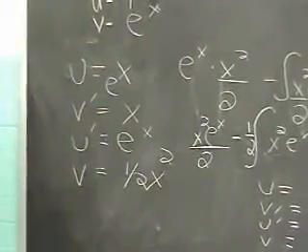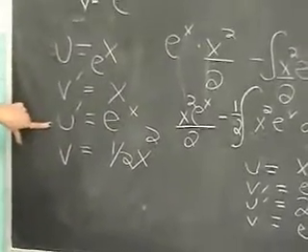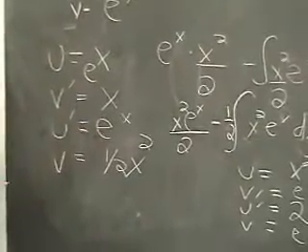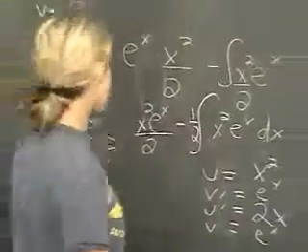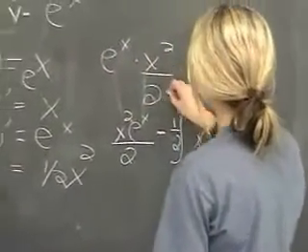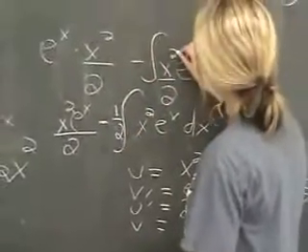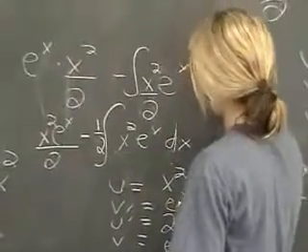So say you didn't know what to pick and you put e^x for u and you put x for v prime, then you'd get, for u prime, the derivative of e^x, you get e^x again. But then for the integral of x, you'd get 1/2 x squared. So then you'd have u times v, e^x times x squared over 2, minus the integral of u prime v, which would be x squared over 2, e^x dx.